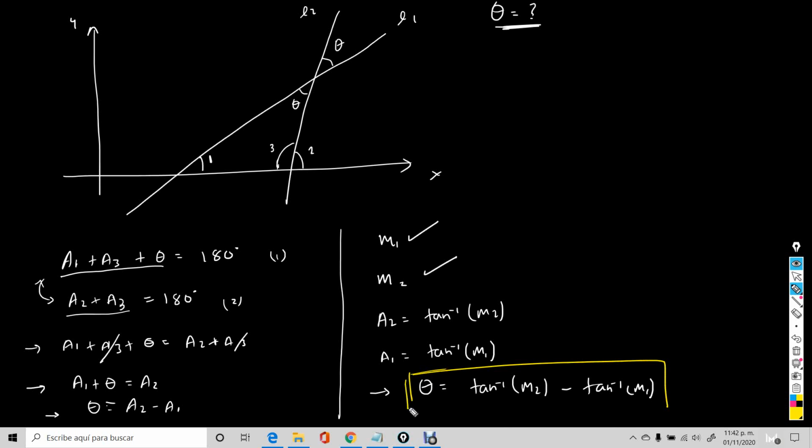That's how you can find the angle between two lines that intersect one another. And remember, we always talk about the smallest angle. So that's it, guys. You're going to put this into practice in a moment.